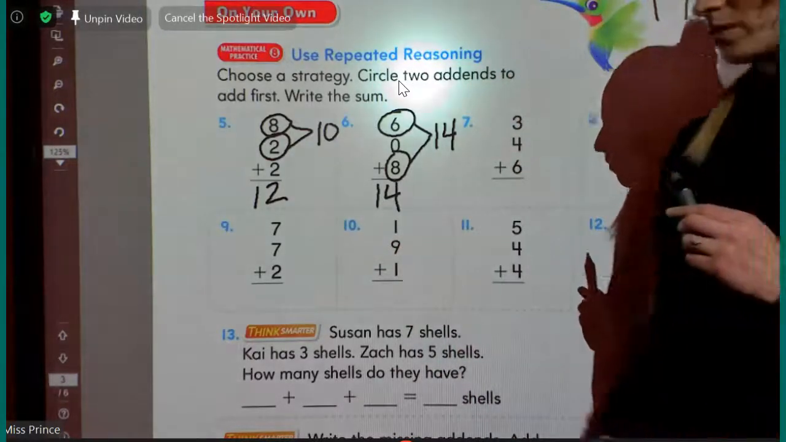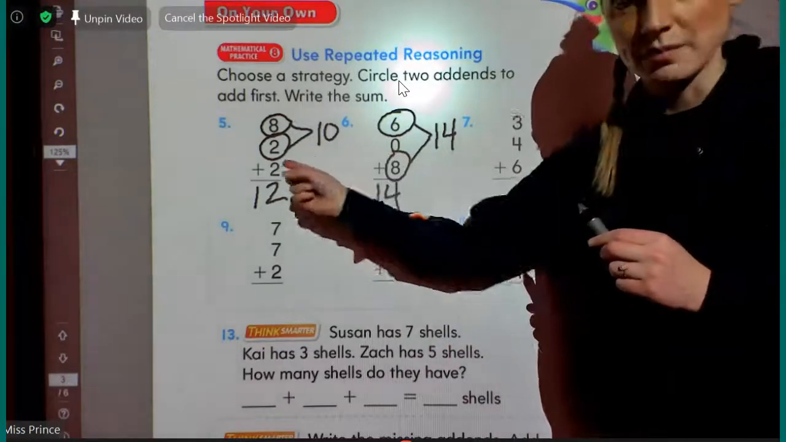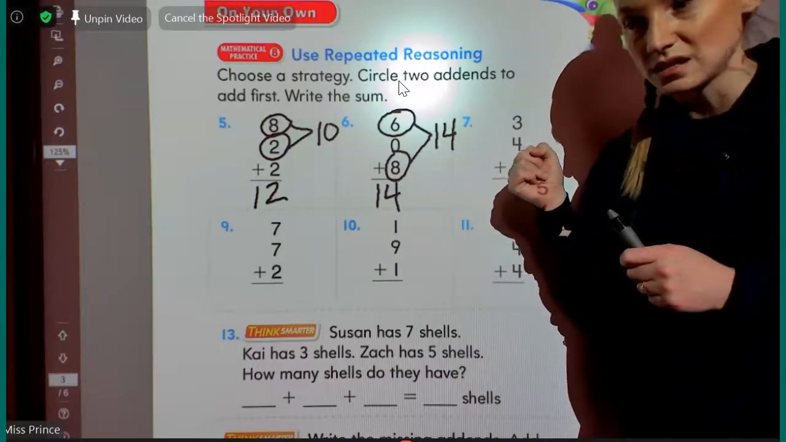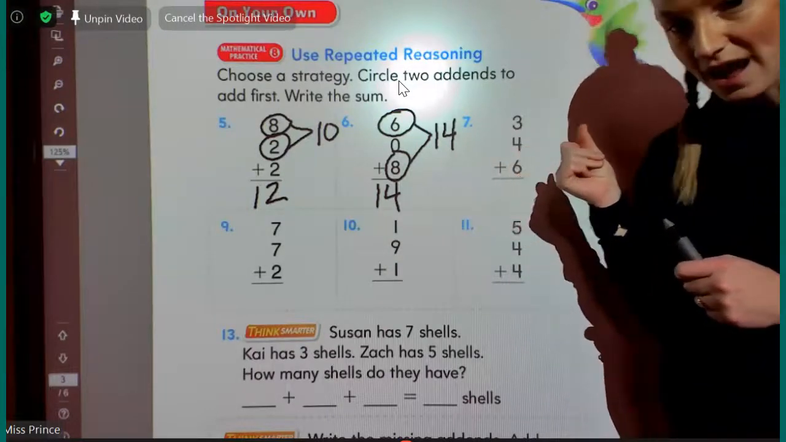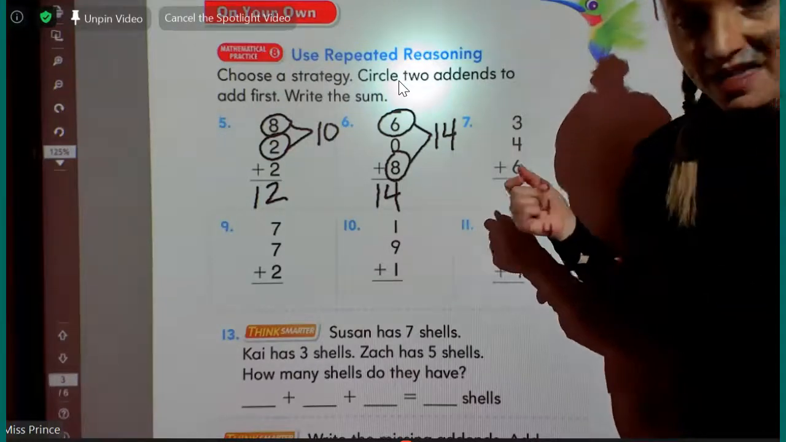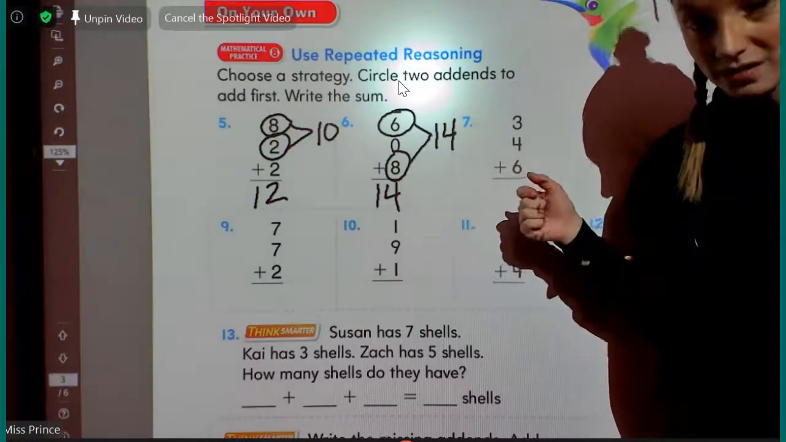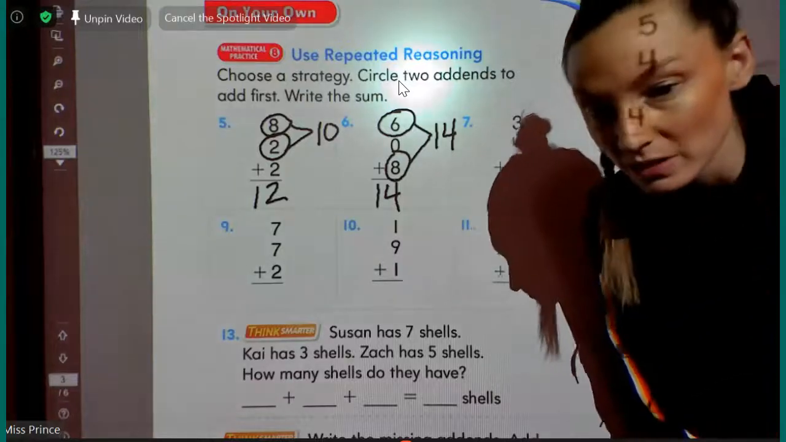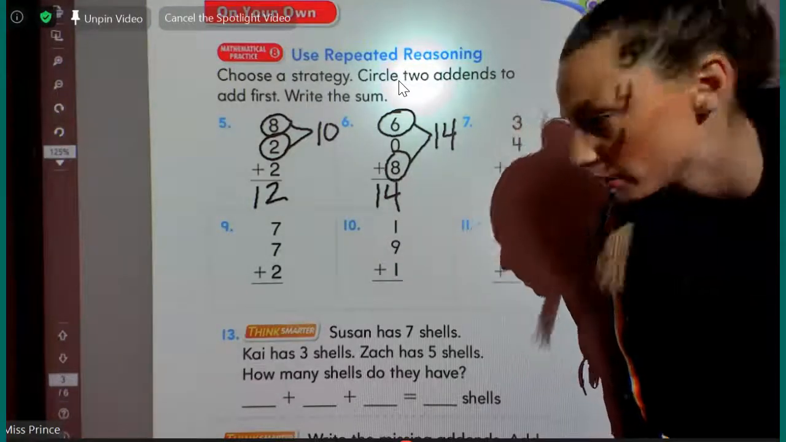Okay, so as you are choosing your two numbers, I want you to really think about what's going to be the easiest and quickest method for you to add your answers together. So if you can build a 10, that's going to be your best choice. Or if you build a combination that's going to give you a double, that's also a good choice.